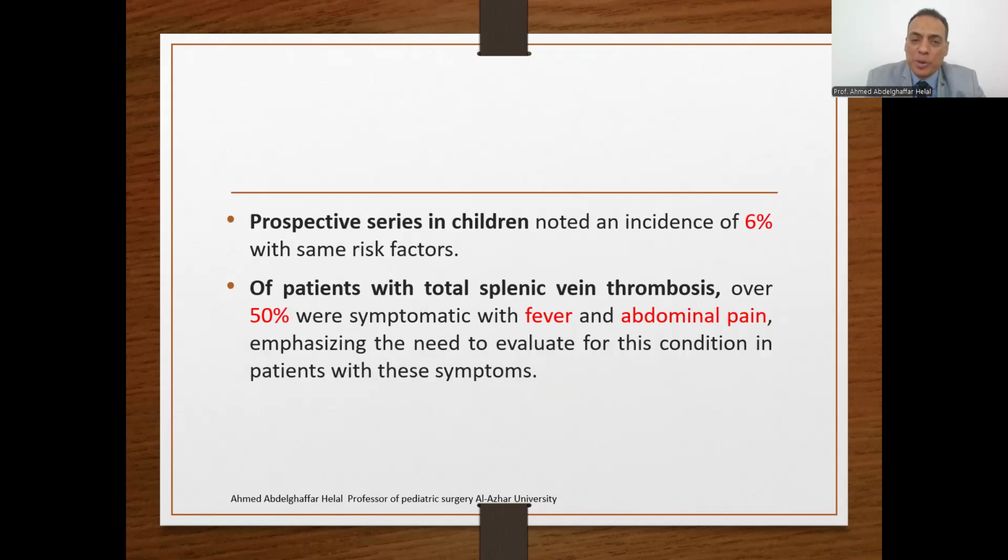The prospective series in children found an incidence of about 6% with the same risk factors. Of the patients with total splenic vein thrombosis, over 50% were symptomatic. And this is very important: with fever and abdominal pain, stressing the need to evaluate for this condition in patients with these symptoms. So the pediatric surgeon should know that the thrombosis may present with post-operative fever and abdominal pain, and must suspect the condition with this presentation.